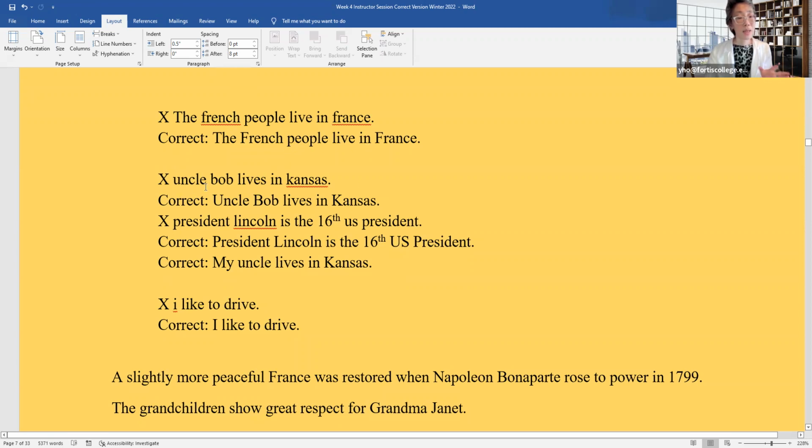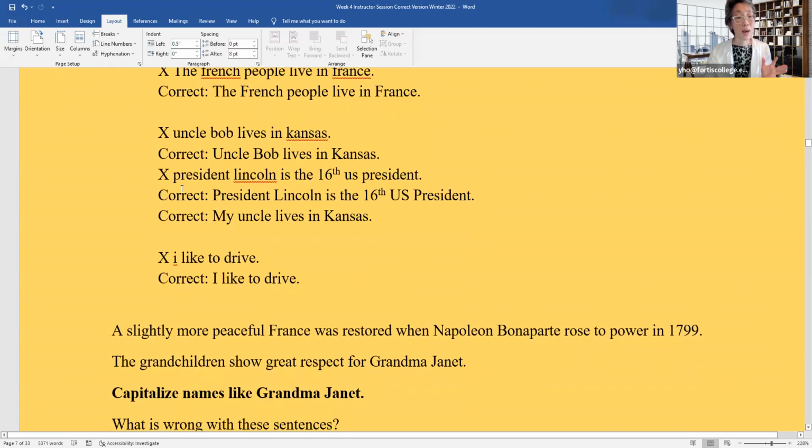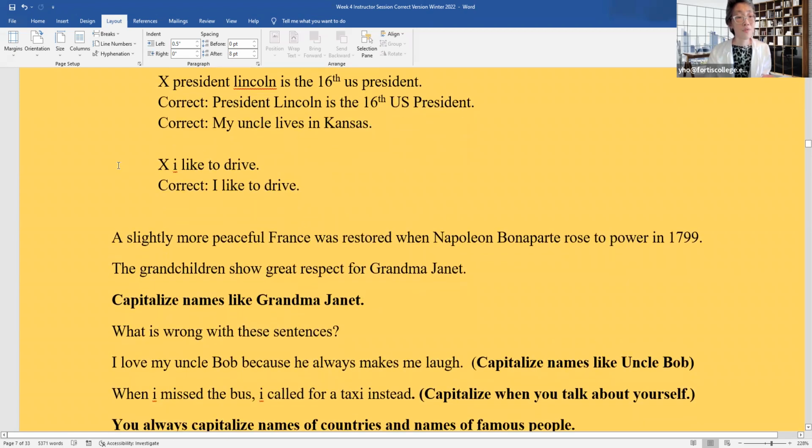Uncle Bob, and so you have to capitalize proper names like Uncle Bob and places. You have to capitalize titles like President Lincoln is the 16th U.S. president. And you don't have to capitalize if it's just a regular noun. My uncle lives in Kansas. And if you're in the forums, I still see people writing their I in lowercase. You have to capitalize your I.